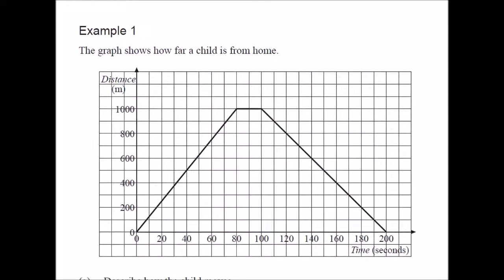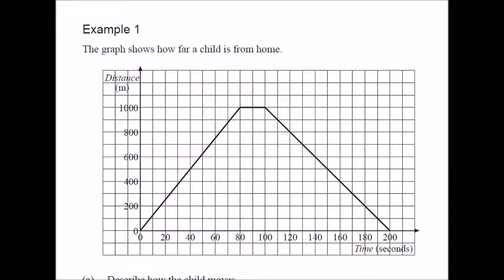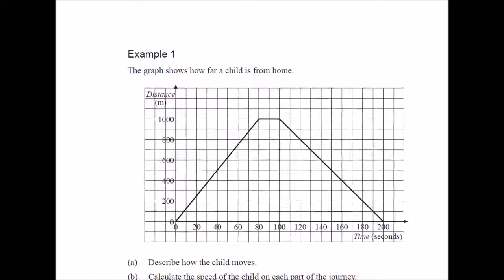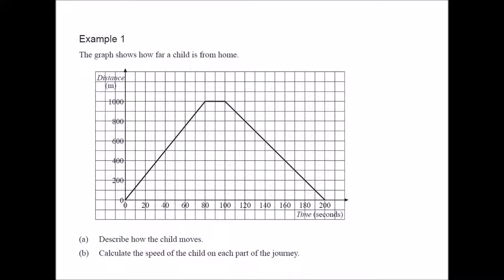Okay, let's have a look at some example questions. Here is a distance time graph, and it shows how far a child is from home. We're going to describe how the child moves. I shall say this in words rather than writing it down. The first part of the journey is this movement here. First of all, the child is moving away from home at a constant speed because we've got a constant steepness. We're moving away 1,000 meters, and that's taken 80 seconds.